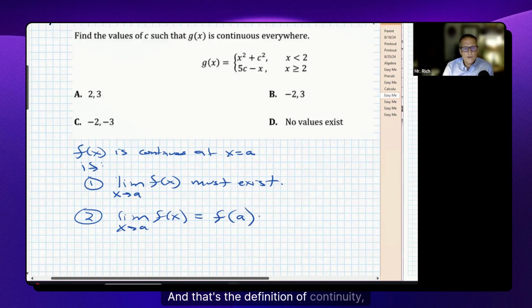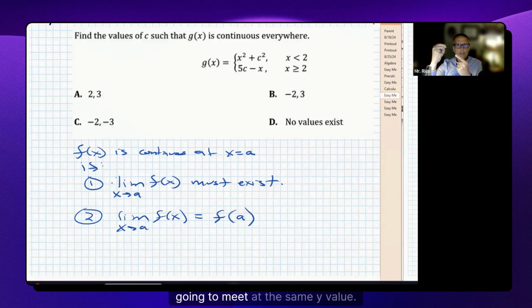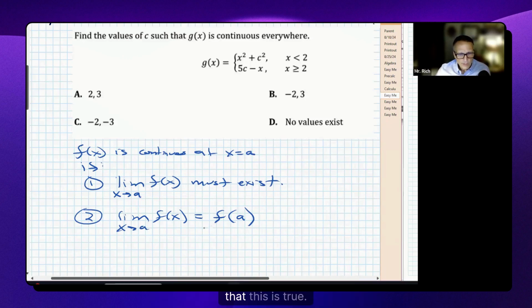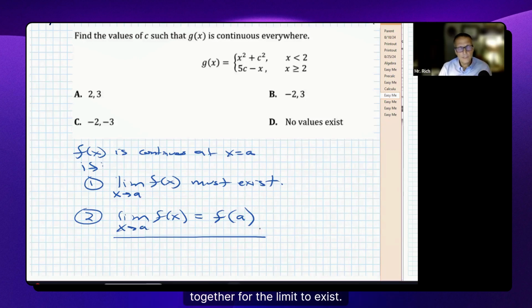And that's the definition of continuity, because if the limit does exist, that means that from the left side and from the right side, the functions are getting really close and they're going to meet at the same y value, but you need to plug the hole with a dot. If this is true, I am going to have a solid dot right in the hole where the two functions are coming together for the limit to exist. Anyways, that's the idea here.